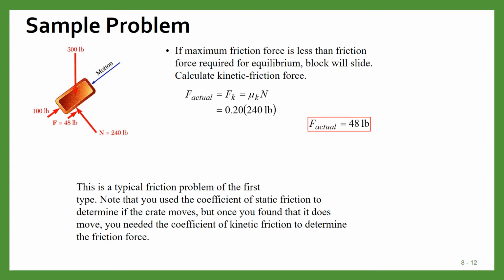So actually now, since the block is sliding, the frictional force will not be equal to the maximum friction force, but it will be equal to the kinetic friction. So we need to calculate the kinetic friction. Kinetic friction will be Fk equals mu k times N, and mu k is 0.2, given in the problem. So the actual friction force will be 48 pounds. So this is how you can solve problems involving friction.